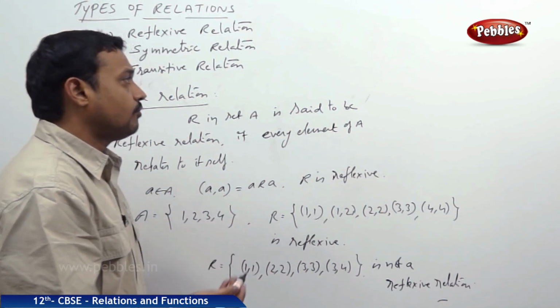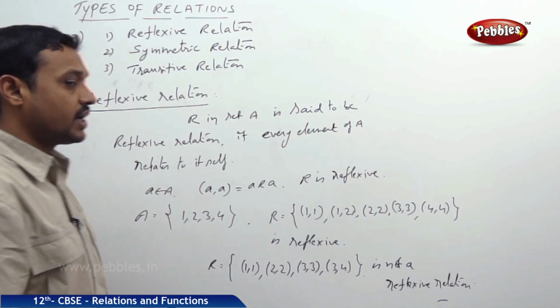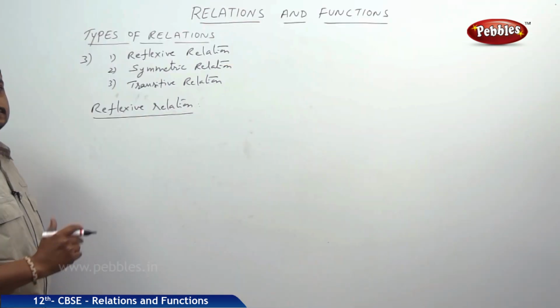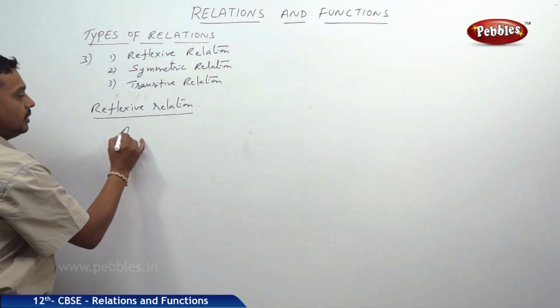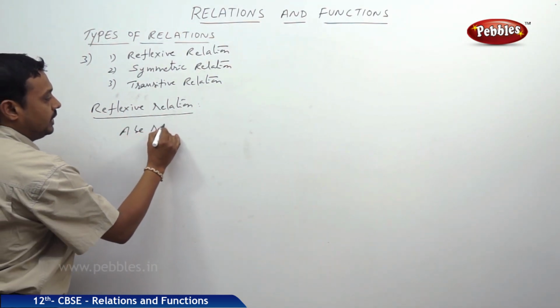Next, we can take one more example for this reflexive relation. Now let us take one more example on reflexive relation. Let A be the set of integers.